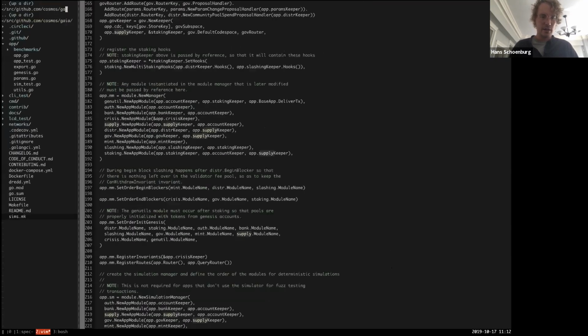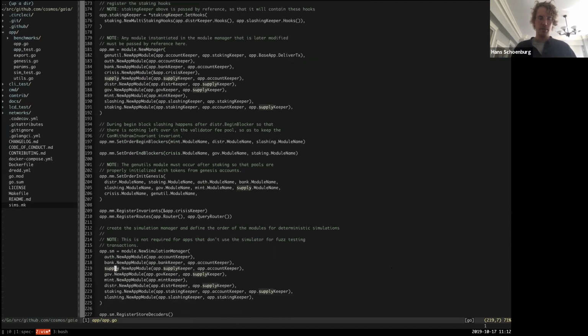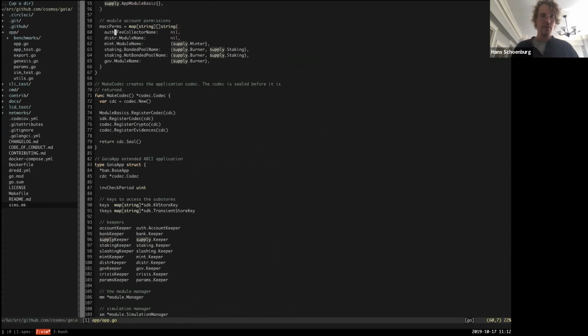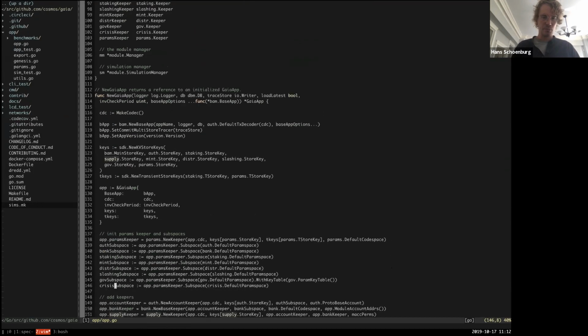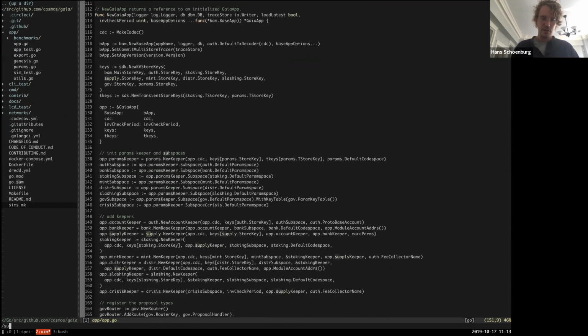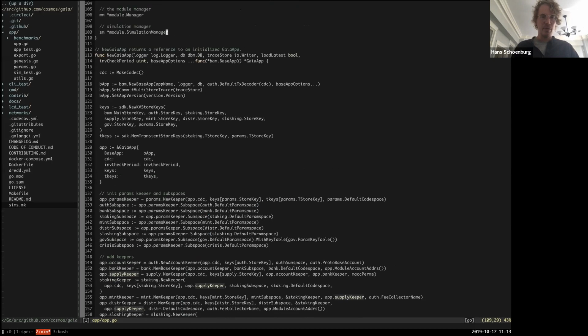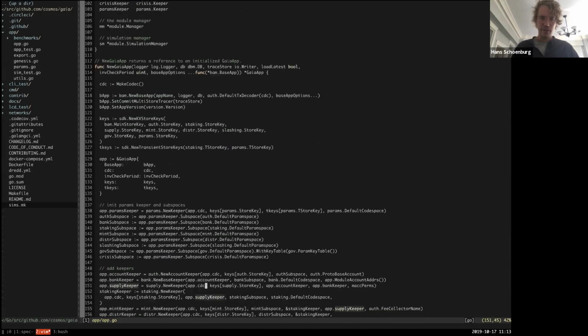So looking at Gaia, you can see how the supply module is not implemented, but used here. It's a module alongside the others, passed into the manager, and then its keeper is passed to any other keeper that might be moving around coins. So the staking keeper gets a reference to the supply keeper, as does the distribution keeper, the mint keeper, the slashing keeper, and the crisis keeper. The supply keeper itself is instantiated with references to the account and bank keepers, as well as the struct called macperms, module account permissions.